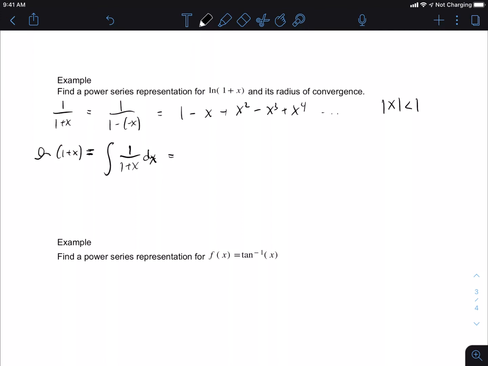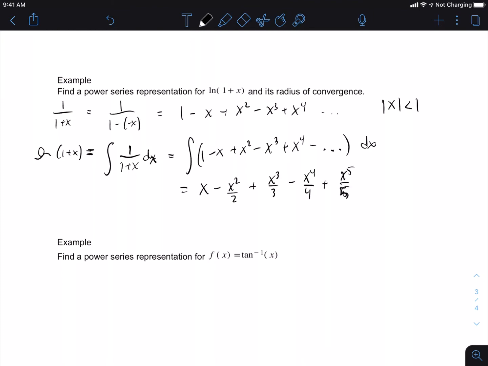And now what I'm going to do is take the power series and integrate it term by term. And so I should get that 1 becomes an x, that's going to become x squared over 2, then x cubed over 3, and x to the 4th over 4, plus x to the 5th over 5, minus ... plus some c. Now, because we're taking the integral and it's indefinite, we need to have this plus c piece.